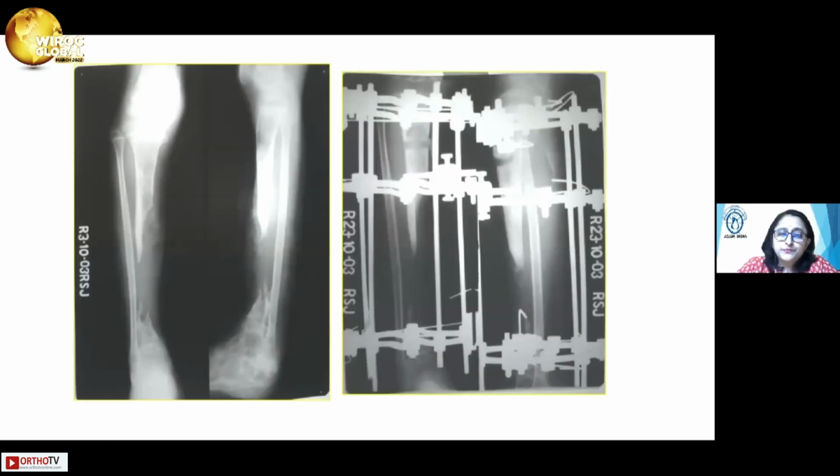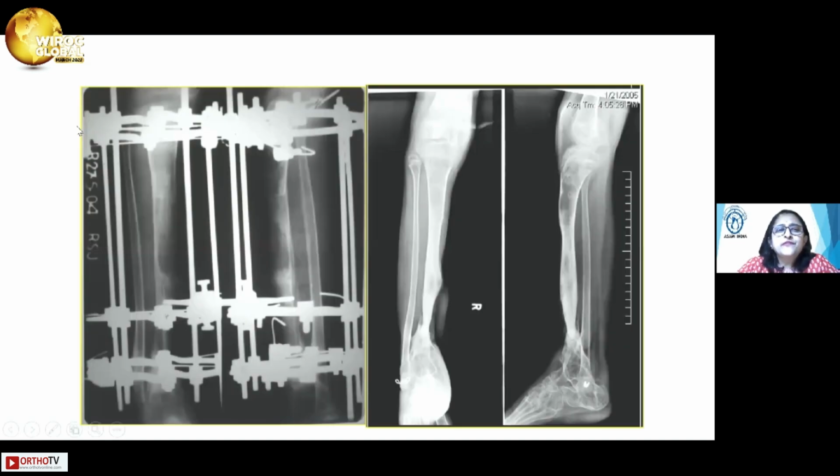Another patient with a huge gap, a large sequestrum was removed from here, and look at the gap, about 8 to 10 centimeters of gap. So even in him, the fibula was intact. So I did a bone transport by doing a proximal corticotomy and did bone transport from proximal to distal. See, very good bone formation at the corticotomy site and a very good union here.